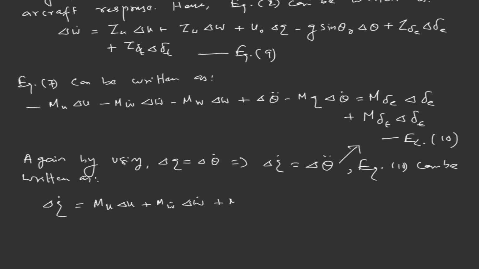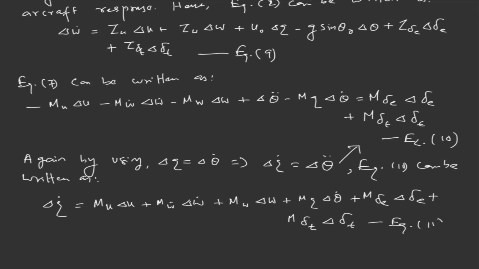plus mw delta w plus mq delta q plus m delta e delta e plus m delta t capital delta T. And let's define this as equation number 11.